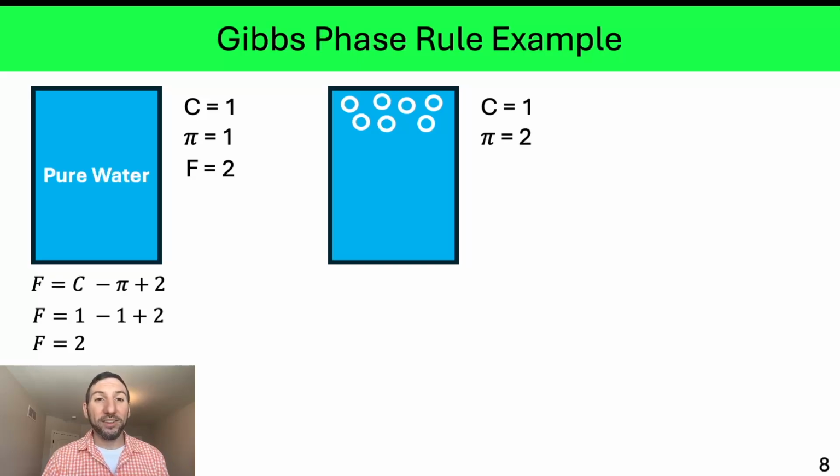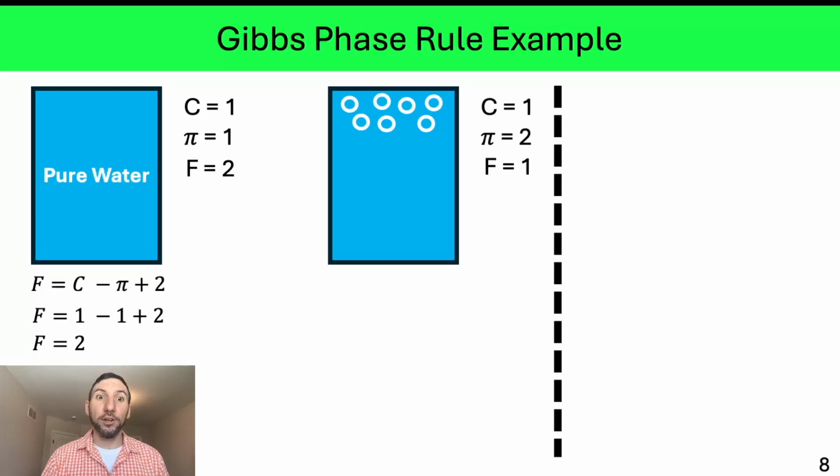And when we substitute everything in, we'll see that my degrees of freedom are now 1. Because I'm a little bit more constrained, I now need to have ice and water together.